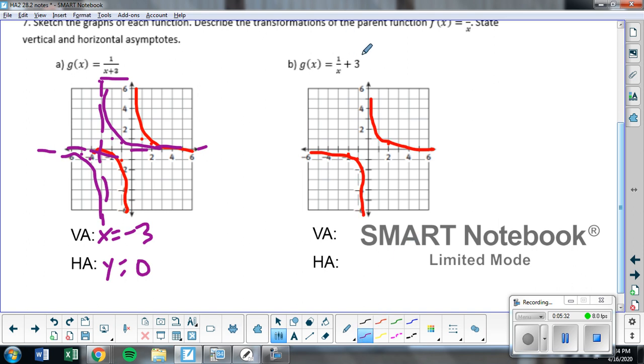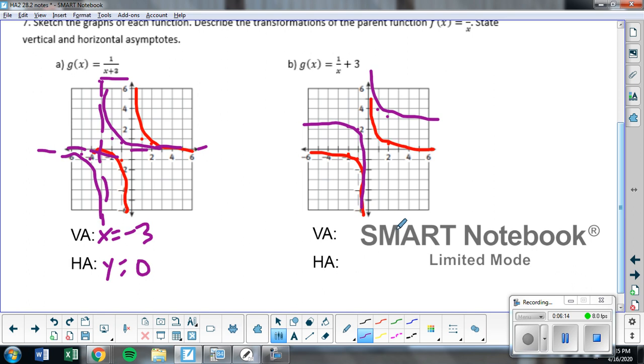All right, what is going to happen to the parent function? It's going to go up 3. Not left, right, not stretch, shrink. It's separately just being added off to the side. So the parent function points up 3. Same for these, go up 3. 1, 2, 3. 1, 2, 3.